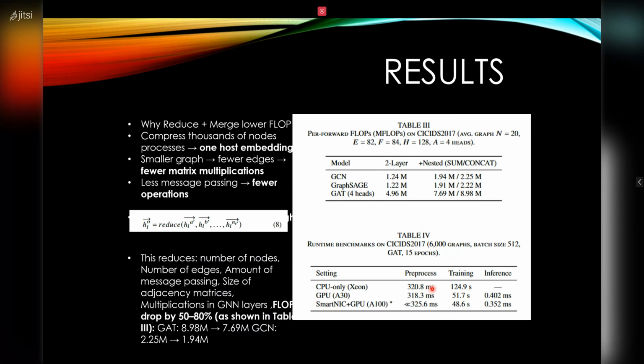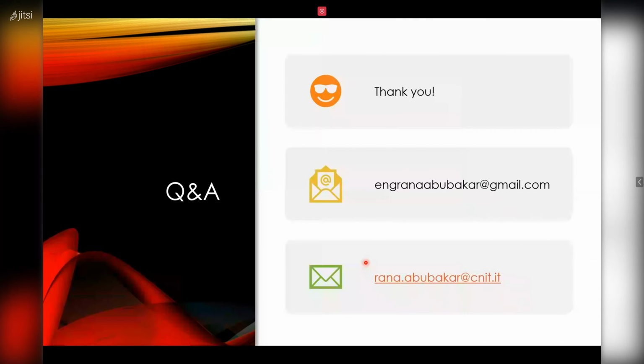But we have some issues with the GPU: every packet goes to the GPU, and we don't have the capacity to make a flow ID or do flow tracking on the GPU only. If we involve the SmartNIC plus GPU, it takes almost 325.6 milliseconds to process this data, the training cost is very limited, 48, and the inference time is 0.3 milliseconds. So these are some numbers about the computational cost of our approach.